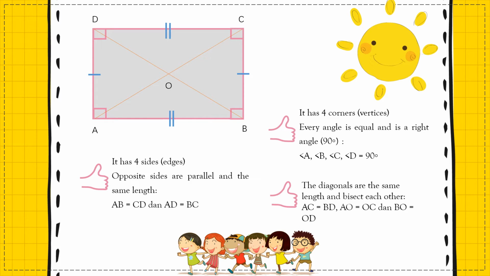And the third, the diagonals are the same length and bisect each other. Diagonal AC equal BD, diagonal AO equal OC, and diagonal BO equal OD.